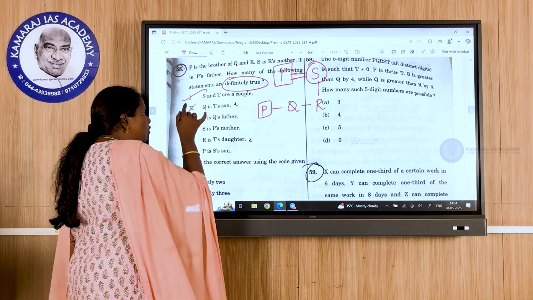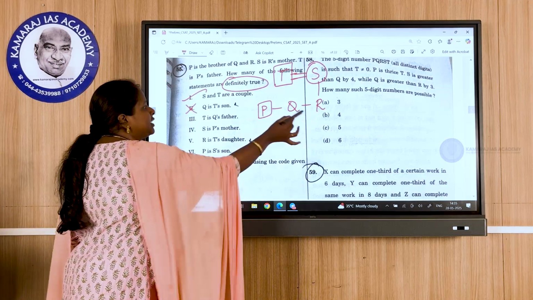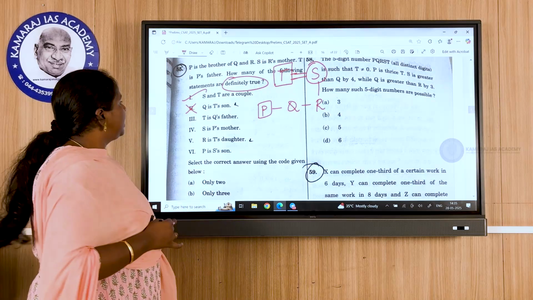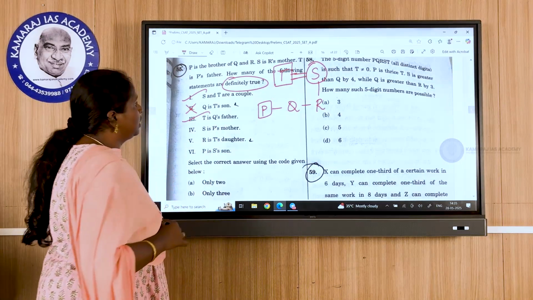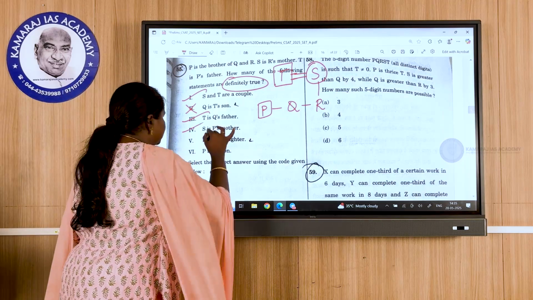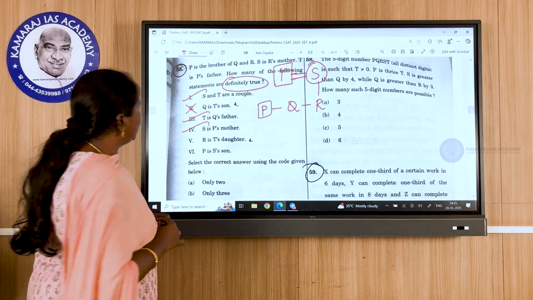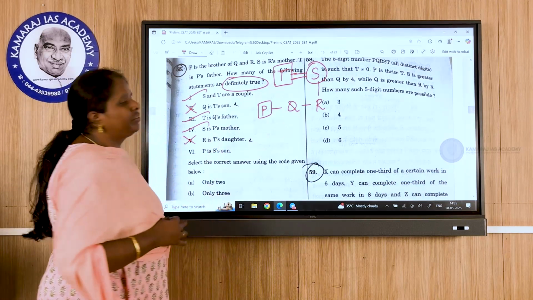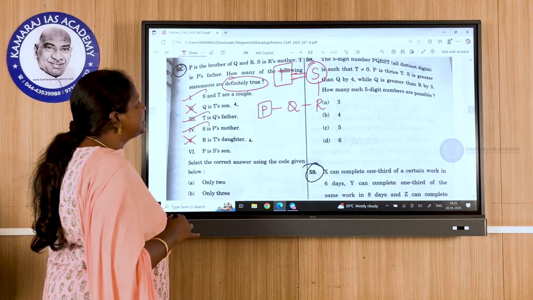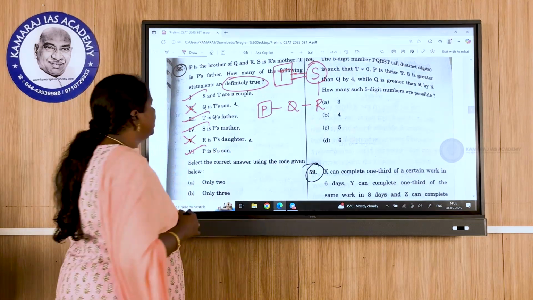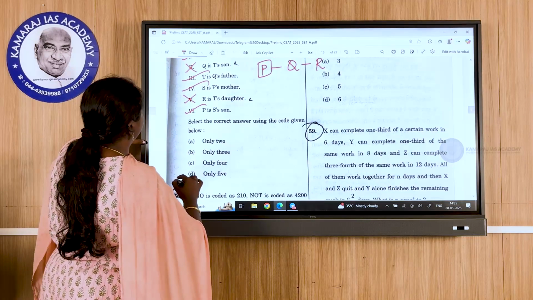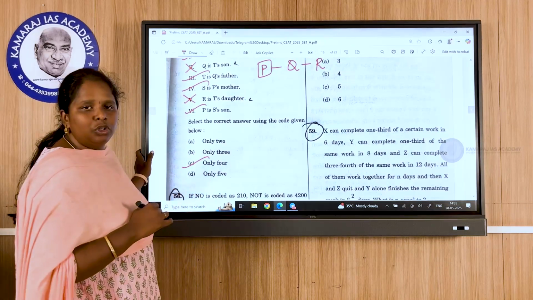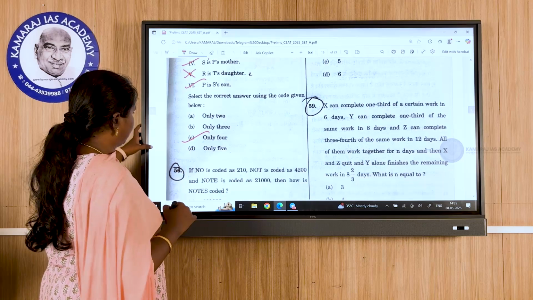I don't know the gender of Q and R, so I cannot say he is T's son. Then P is Q's father. Yes. P is Q's father. S is P's mother. Yes. And R is T's daughter. I don't know the gender of Q and R. Next, P is S's son. Yes. It is obviously given in the question. So I can say that 4 statements are definitely true. Next.